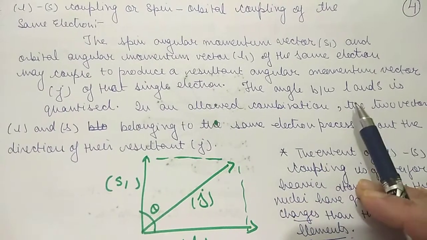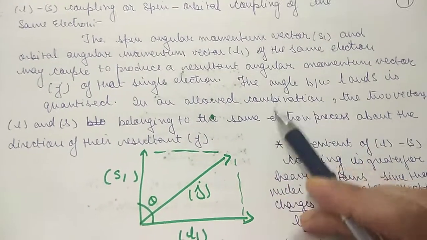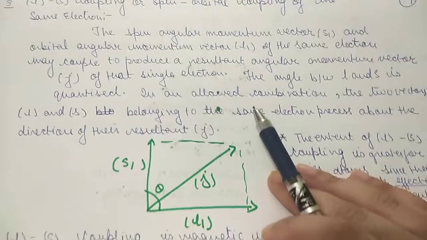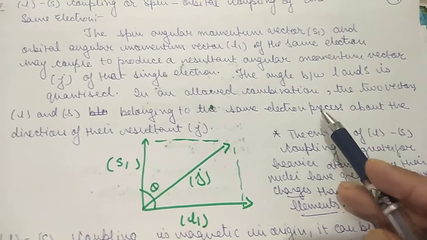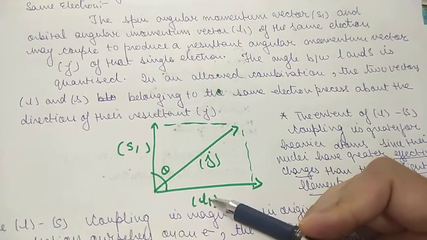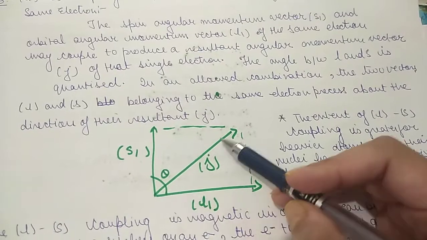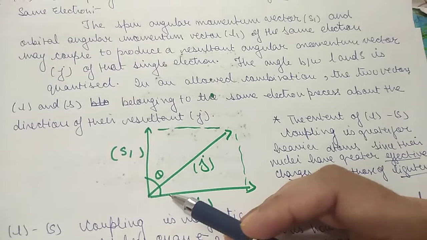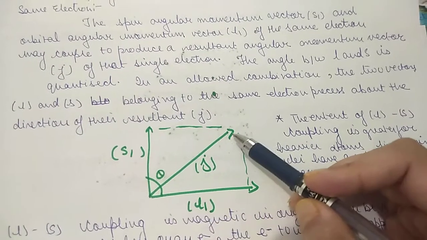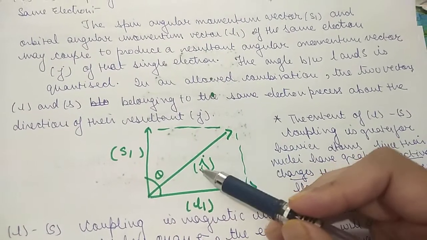The angle between L and S is quantized. In an allowed combination, the two vectors L and S belonging to the same electron precess about the direction of the resultant J. This is S1, this is L1, right? And this is how they precess, and when they precess, the angle is theta, and the resultant angular momentum is J.